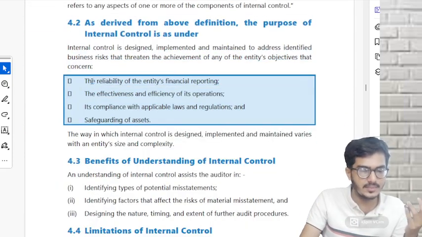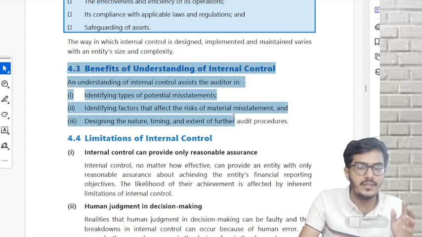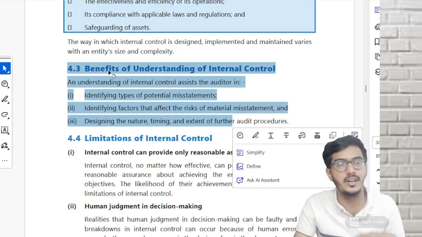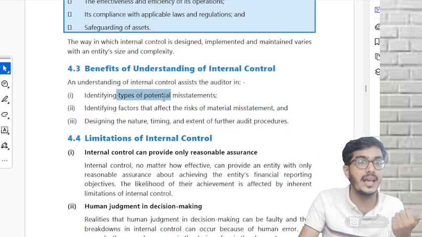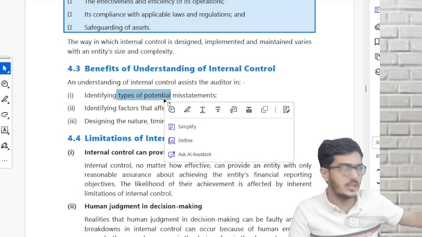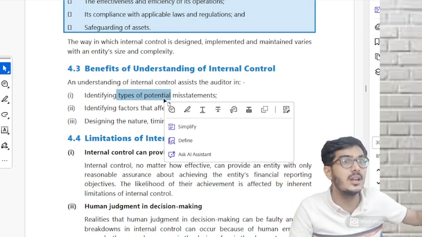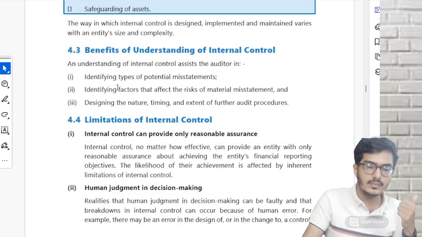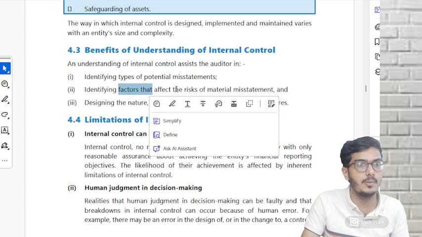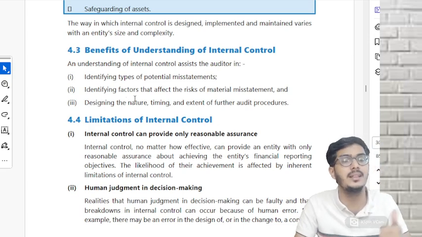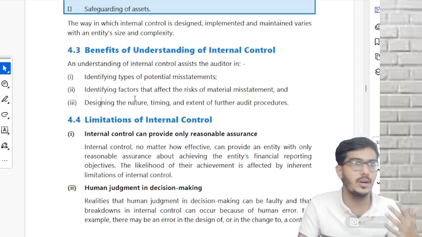Again, 4.2 is the same thing, only those 4 objectives have been printed here, so it is a skip one. 4.2. What is the benefit for an auditor if you understand the internal controls? How will the auditor benefit? Simple. It will help you to identify the types of potential misstatements. If you understand that the internal control is weak in the stock warehouse, that means there is a chance of potential misstatement over there. Identifying the factors that will affect the RMM. What are the various factors which will create an RMM? And last one, it will help you to design the NTE of your further audit procedures.